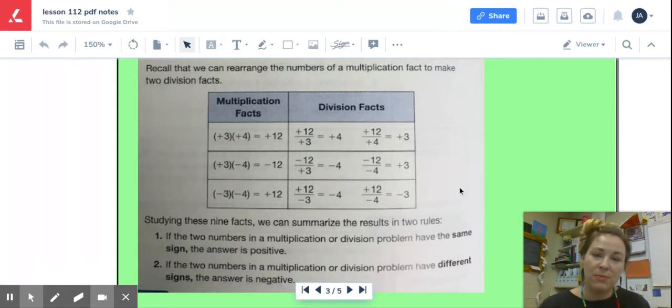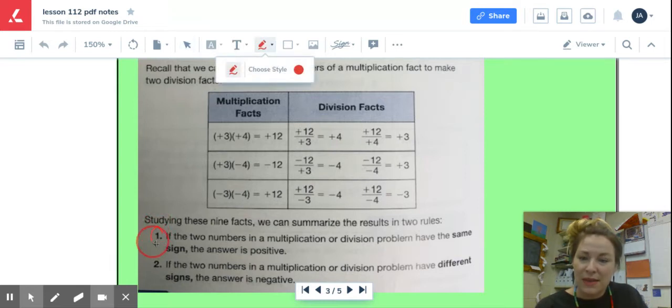If two integers are being either multiplied or divided, and they have the same sign. So for example, let's look here. 3 and 4, they're both positive, a positive 3 and a positive 4. If they have the same sign, your answer will be positive. Even if that means, let's look here, a negative 3 times a negative 4. Those are negative, but they're both negative. They both have the same sign, so your answer is positive. One more time. If they both have the same sign, your answer will be positive. And that's what this says right here.